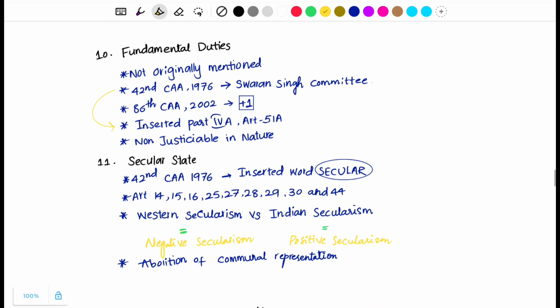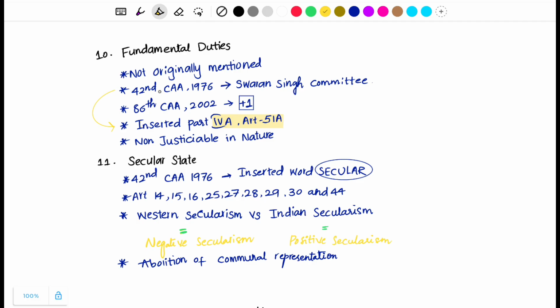Now let us see the 10th feature, that is fundamental duties. These fundamental duties are inserted in Part 4A, Article 51A. While the original Constitution was framed, the constitutional makers did not give space for these fundamental duties. They were added later. Like the directive principles of state policy, these are non-justiciable in nature. That means these cannot be challenged in any court.